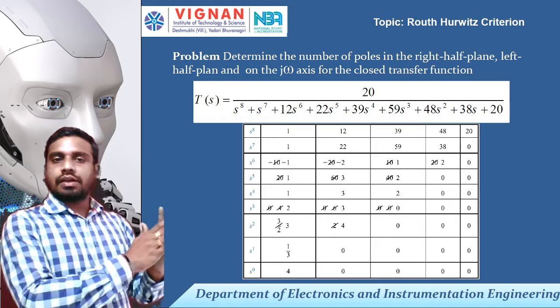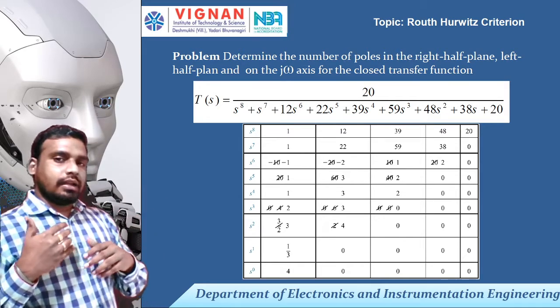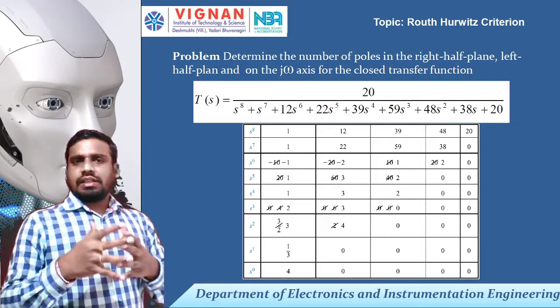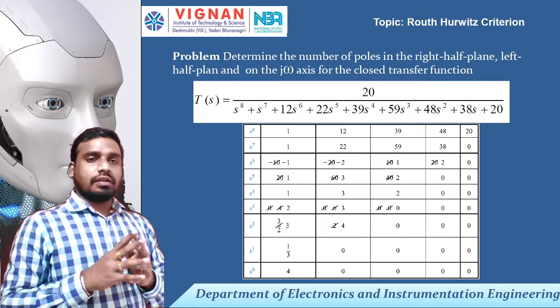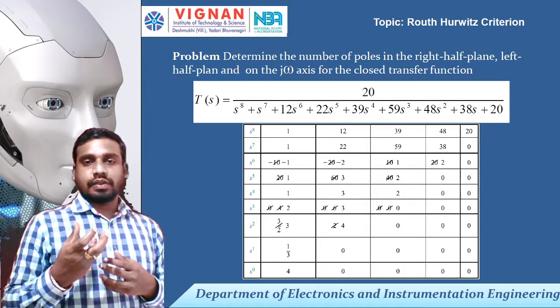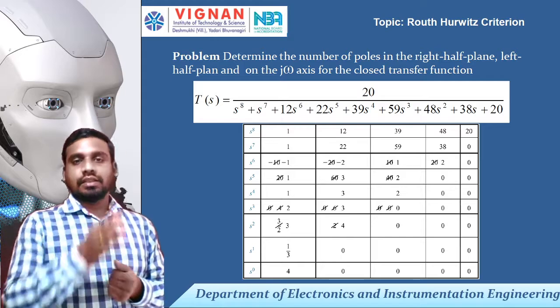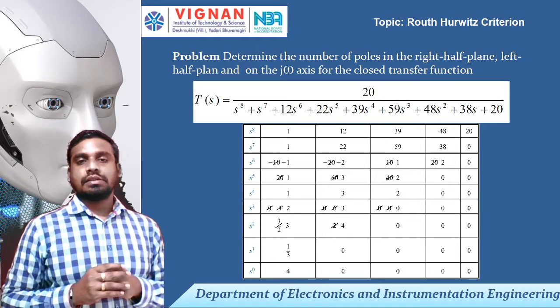All the poles are lying on the left half of S plane. That's why it is stable, right? And based on that, we can tell the stability. That is secondary. But how many are there? Quantity. How many are there on the right hand side? How many are there on the left hand side? How many are there on the j omega axis, imaginary axis, right?